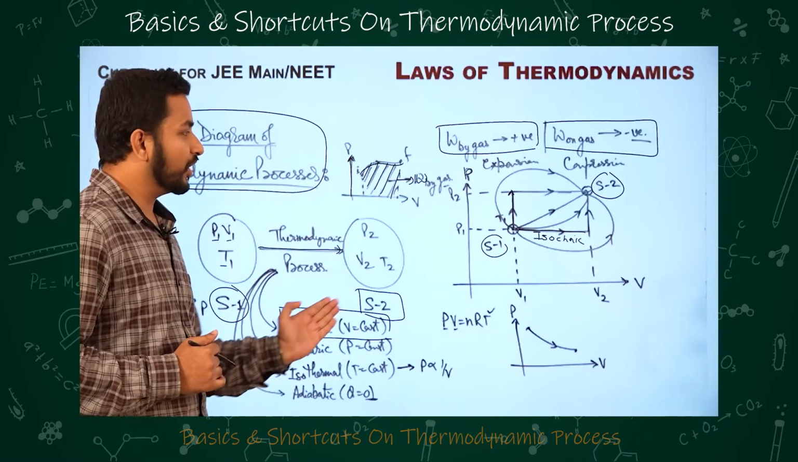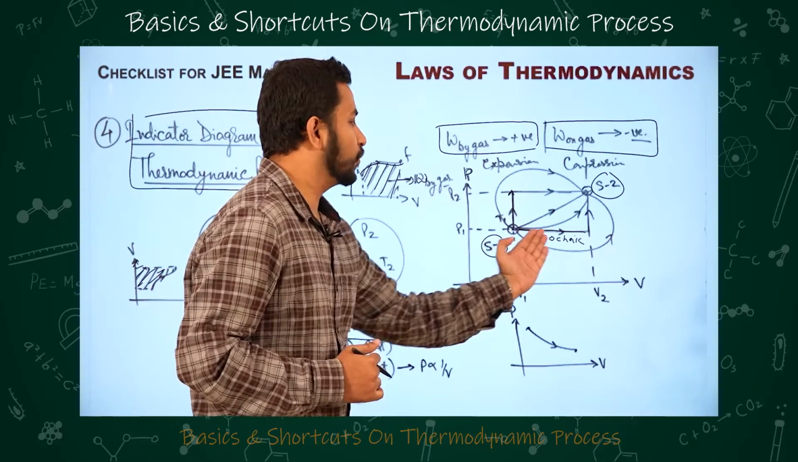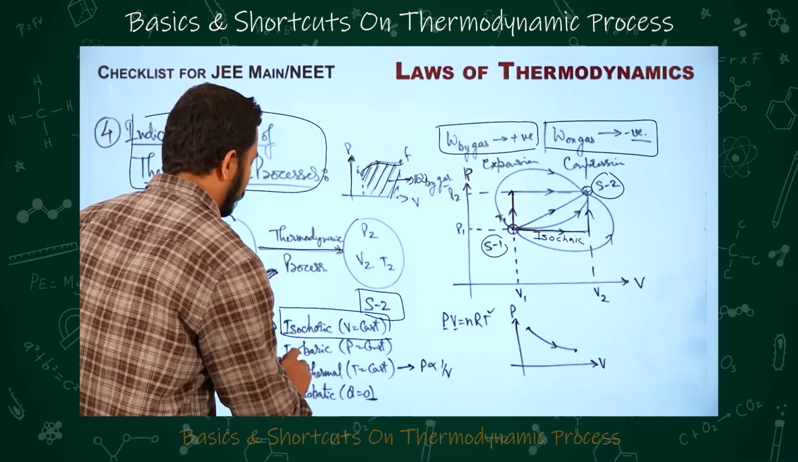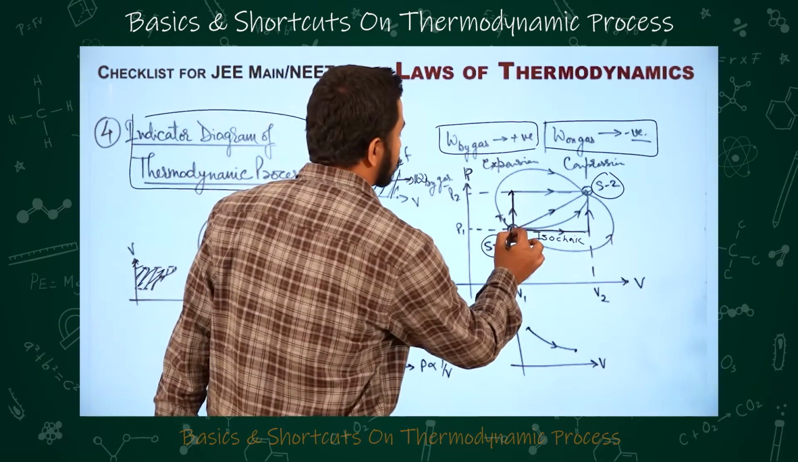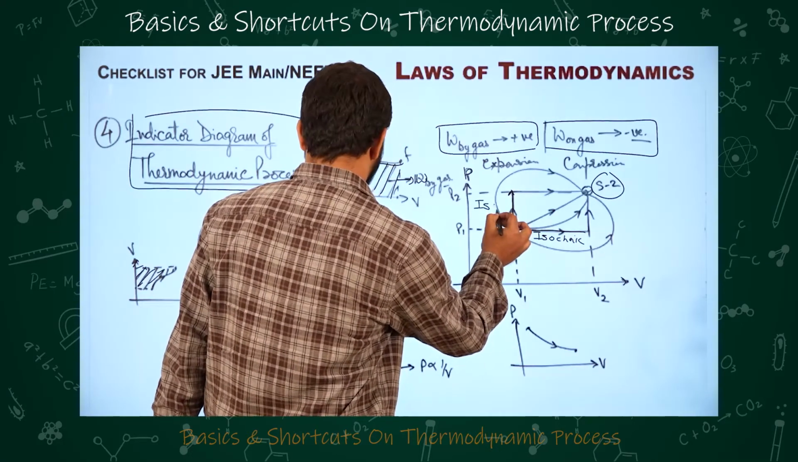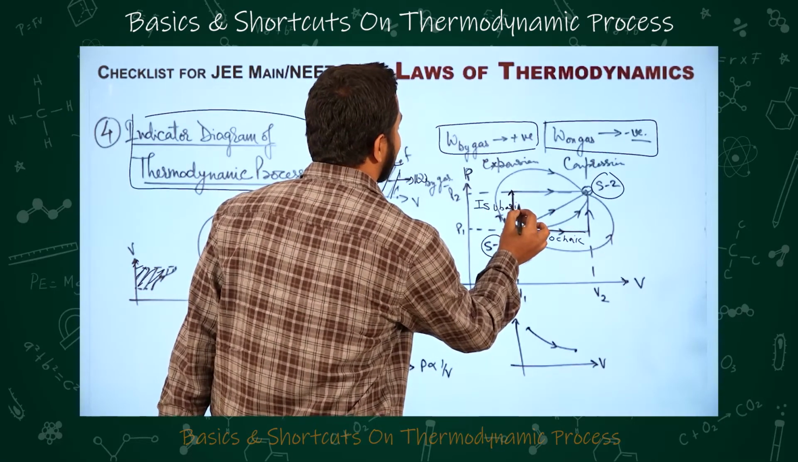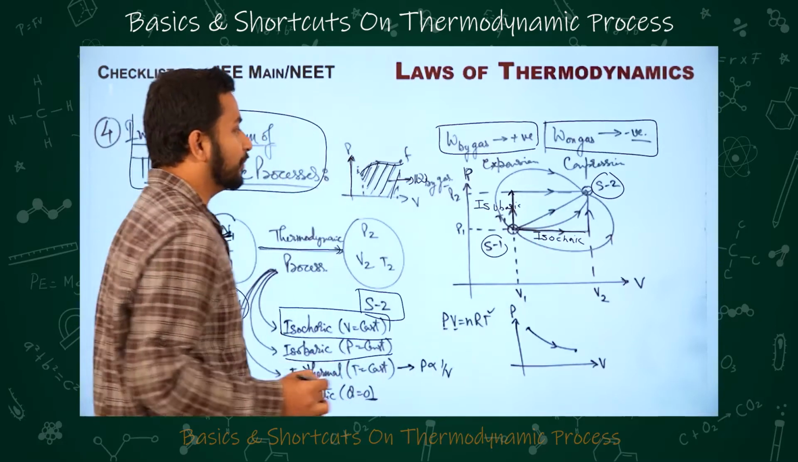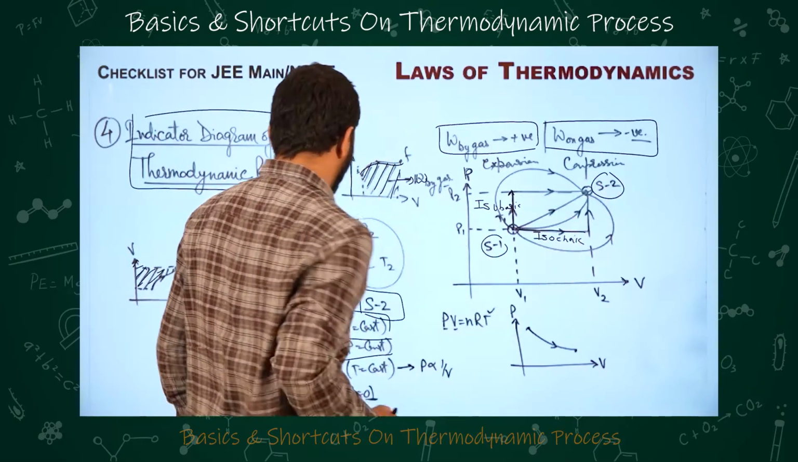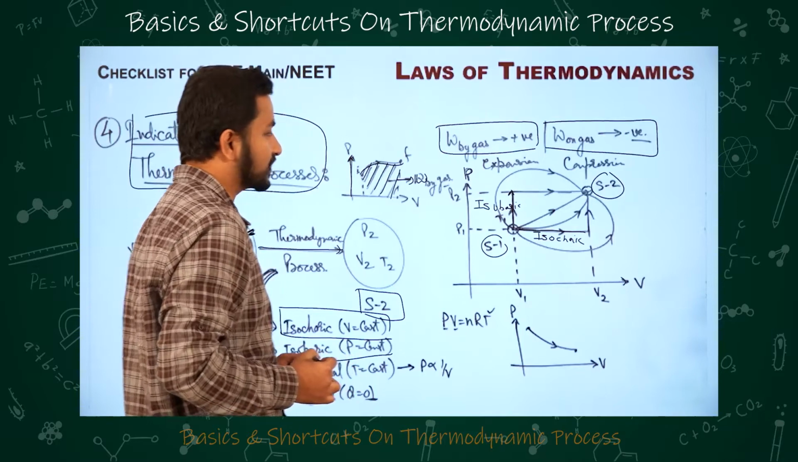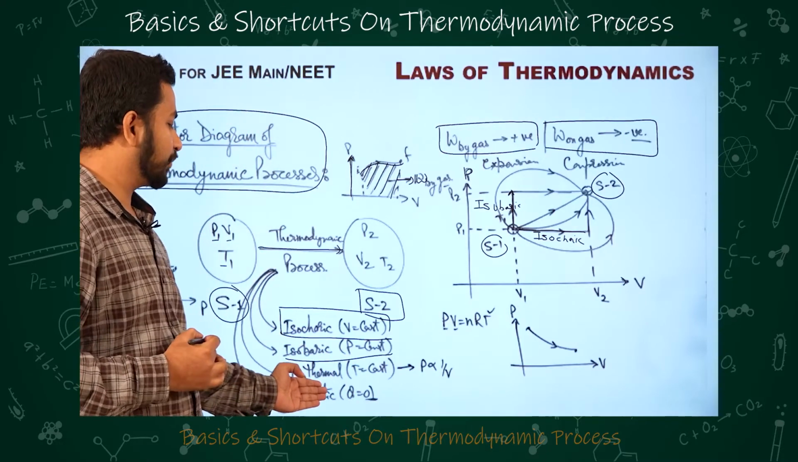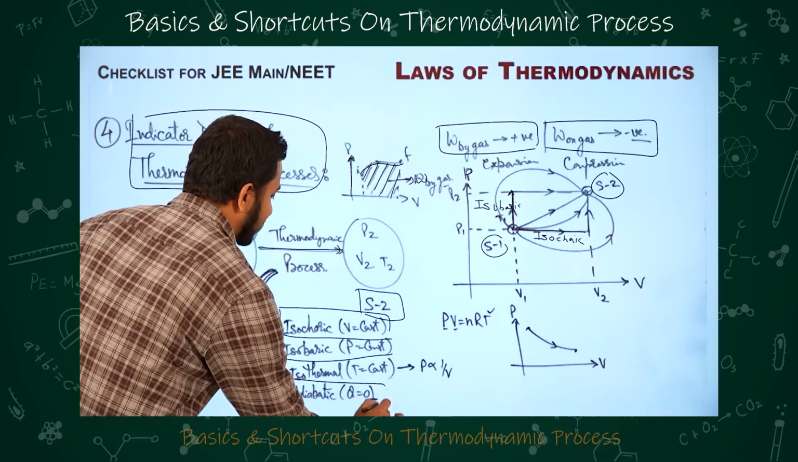For the isochoric process, this is the process where volume is constant. For the isobaric process, pressure is constant. So this is my isobaric process, students, right? Next is the isothermal process. So isothermal is this process, and next is the adiabatic process. As you know, adiabatic is a process in which no heat is exchanged.